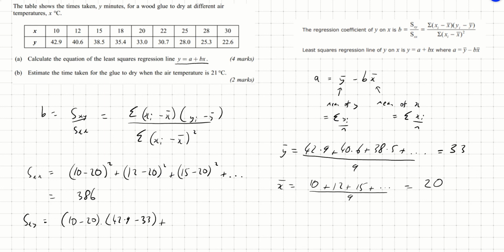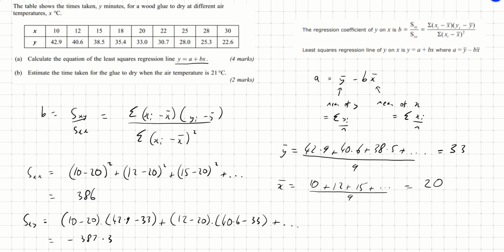And we're going to add that to, we're going to sum that over all our different data points. So we're going to do 12 minus 20 multiplied by 40.6 minus 33. And again, this is a much longer calculation. If we do this whole thing very carefully, I think we get minus 387.3. So that's the hard work, really.